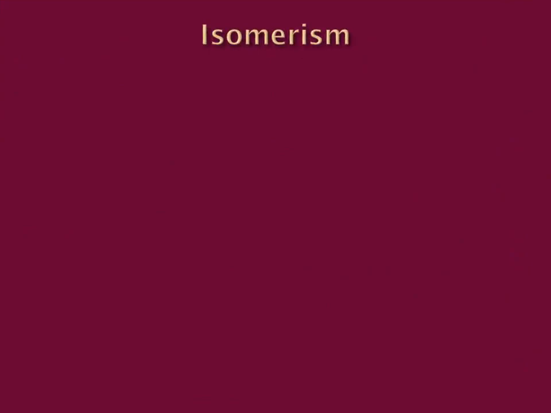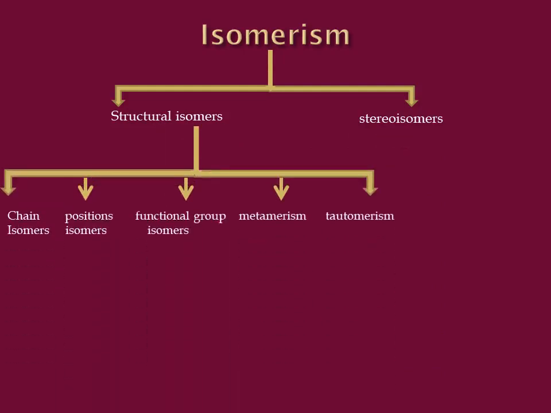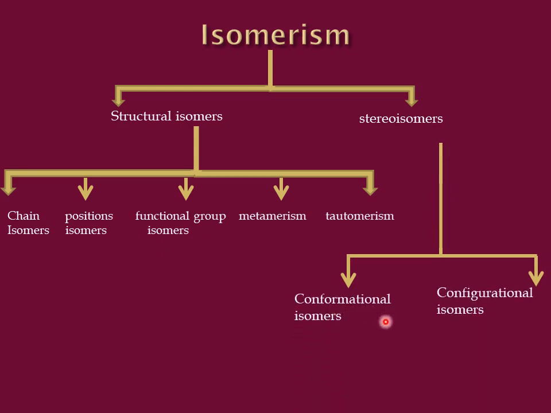Let us study the classification of isomerism. Isomers are classified into two main branches, which are structural isomers and stereoisomers. The structural isomers are classified into five main classifications, which are chain isomerism, position isomerism, functional group isomerism, metamerism, and tautomerism, whereas stereoisomers are classified as conformational isomers and configurational isomers.